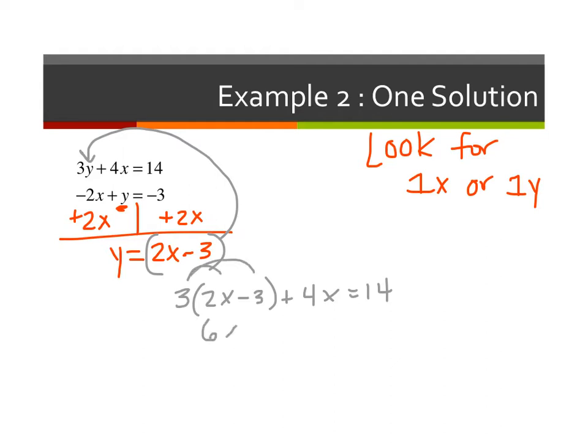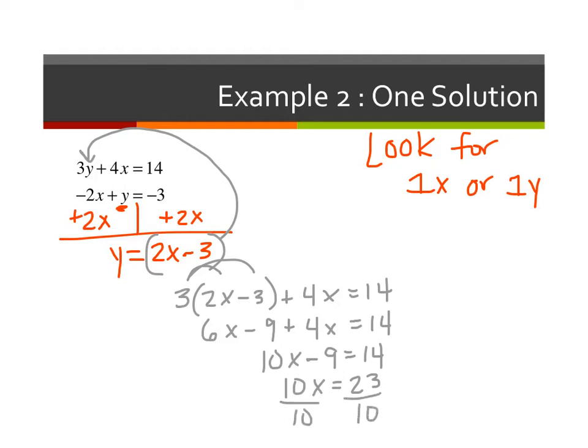We're going to distribute. We're going to combine like terms. We're going to add 9 to each side. Sorry for the delay there. I had to pause it. A little bit of an editing jump. I apologize. We're going to divide by 10, and x is equal to 2 3/10, or 2.3.